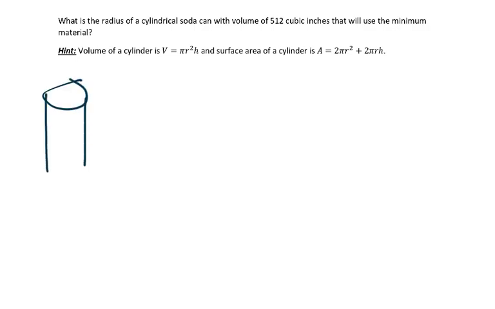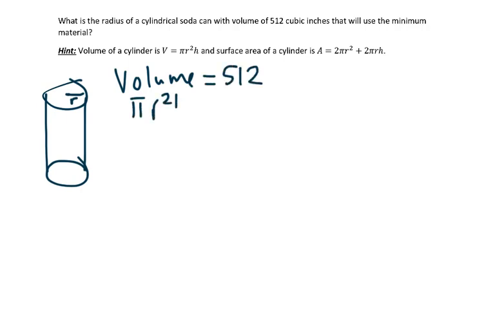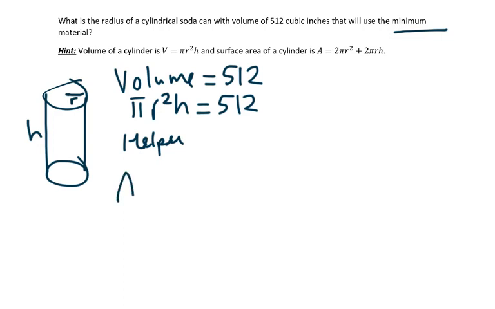So we have this cylindrical can, and we're trying to find the radius r. And what we know is that its volume is 512. So if I use this volume formula, pi r squared h is 512. Call this the height. And this is going to be my helper equation. This is the one I use to plug into the one I'm trying to find the minimum of. Okay, so the minimum material, the surface area, is the amount of material: 2 pi r squared plus 2 pi r h.